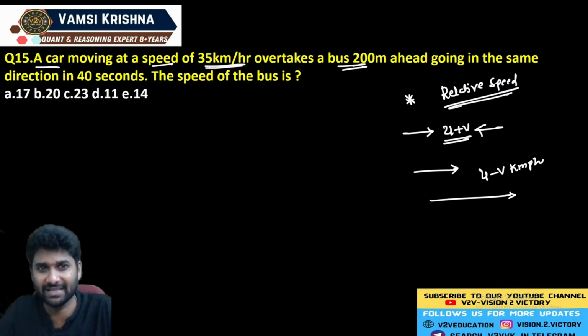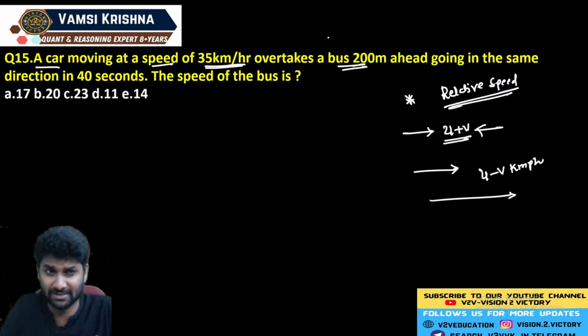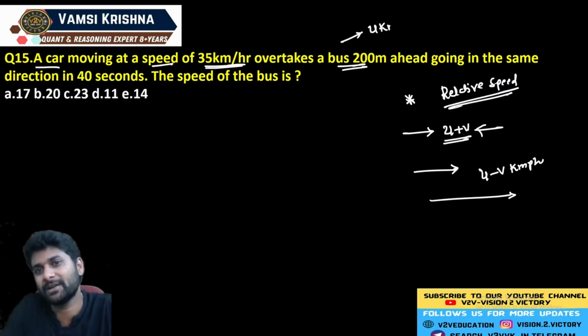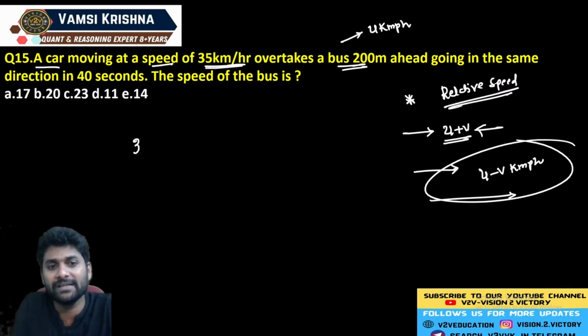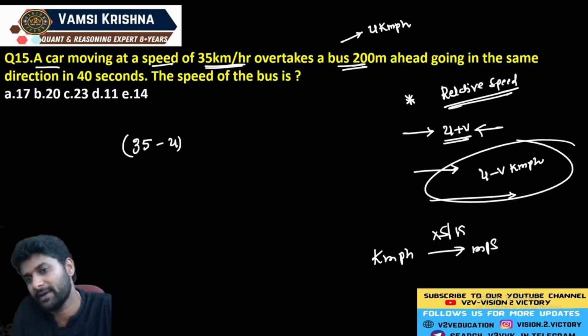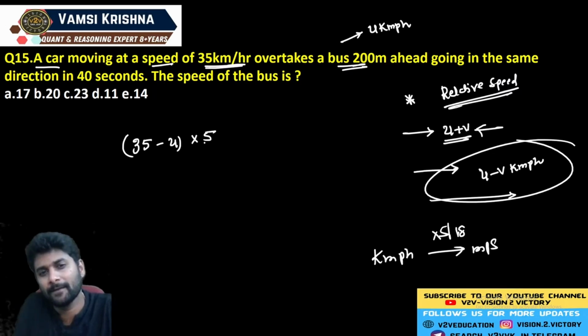Let us assume that we don't know the speed of the bus, but the speed of the car should be more than the speed of the bus. Then only the car can overtake the bus. Let us assume it's a speed of u kilometer per hour. Both are traveling in the same direction. Relative speed is 35 minus u. To convert any kilometer per hour to meter per second, remember guys, the value should be multiplied by 5 by 18. And you already know that speed is equal to distance by time.